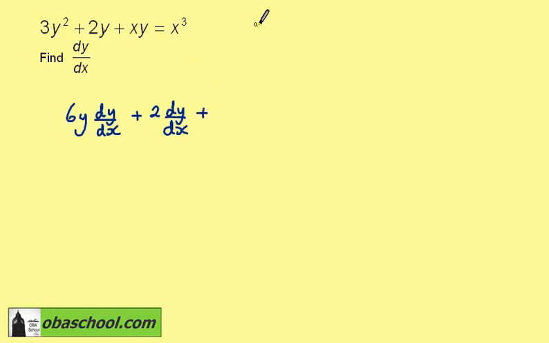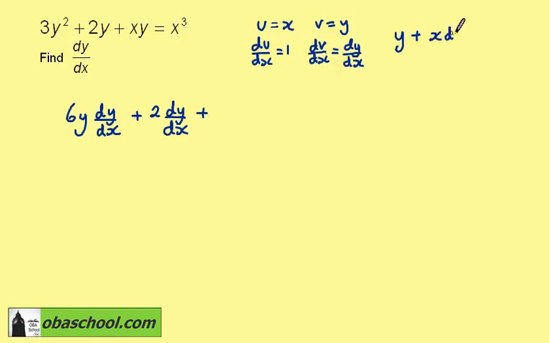The xy is a product. Let u be x and let v be y. du/dx then is equal to 1 and dv/dx is dy/dx. Using the product formula we get v du/dx, which is y, and u times dv/dx, which is x dy/dx. So this is plus y plus x dy/dx.